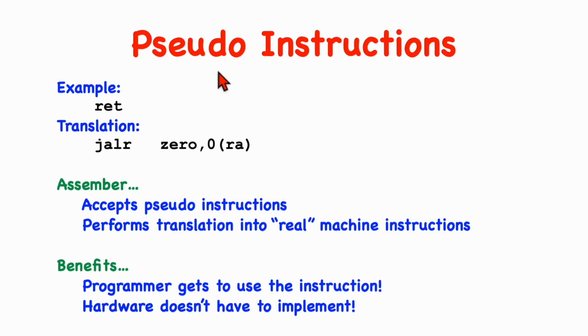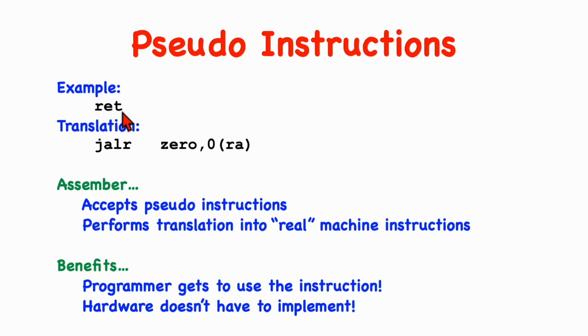So what exactly are pseudo instructions? We can contrast pseudo instructions with machine instructions. A machine instruction is implemented directly on the hardware, whereas a pseudo instruction is not actually implemented in hardware. Instead, the assembler will see the pseudo instruction and will translate it into a real machine code instruction. We've already seen one example, and that's the return instruction. It doesn't take any operands.